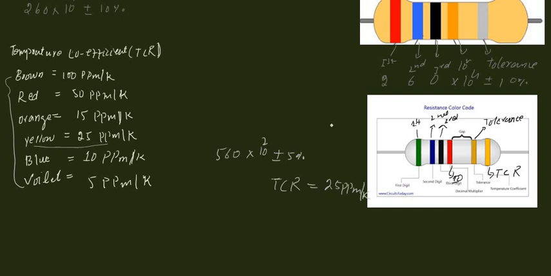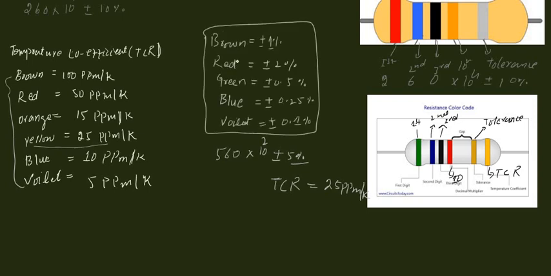If you want a tolerance less than 5%, then the brown color has a tolerance of plus minus 1%, red has plus minus 2%, green has plus minus 0.5%, blue has plus minus 0.25%, and the violet color has a tolerance of plus minus 0.1%. So if you find a color other than silver or gold, then this table might be useful to find the tolerance of the resistor. So it's all for today's lecture.